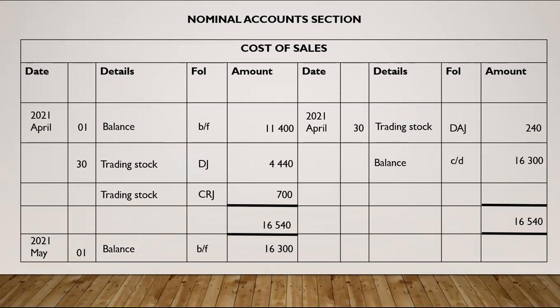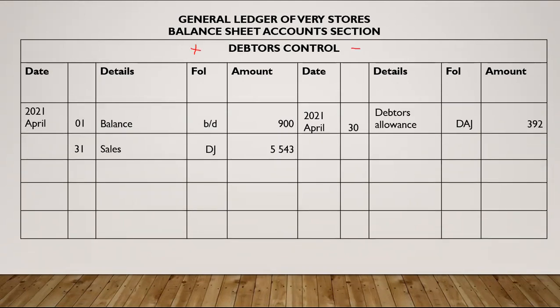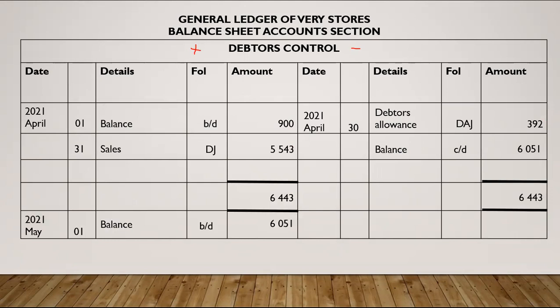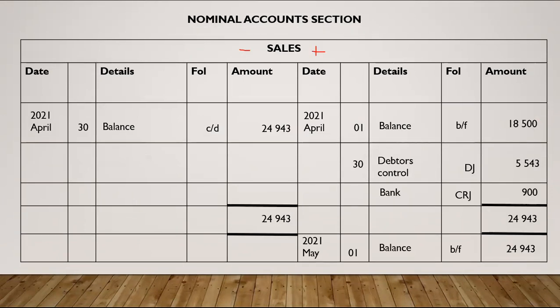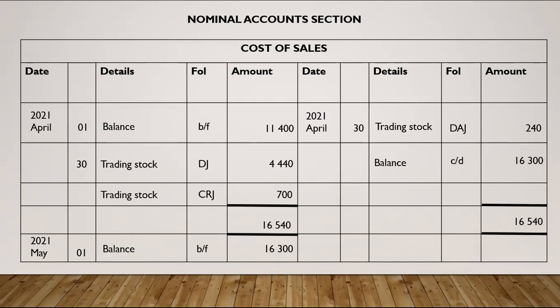All right. Did we do trading stock? Yes, we did. Did we do debtors control? No, we didn't balance it off. Just balance it off quickly. And what about sales? Yes, we did. And what about debtors allowances? Yes, we did. Cost of sales? Yes, we did.